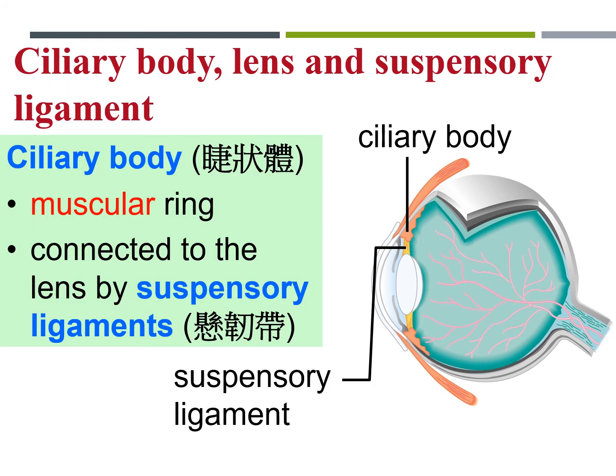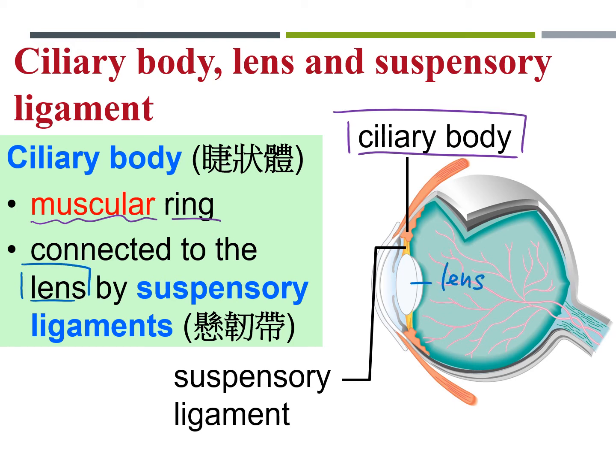After knowing the function and structure of the three different layers, let's take a look at the structures which help in focusing light into the eye. That includes the ciliary body. The ciliary body is actually a muscular ring, and it connects to the lens by the suspensory ligaments.